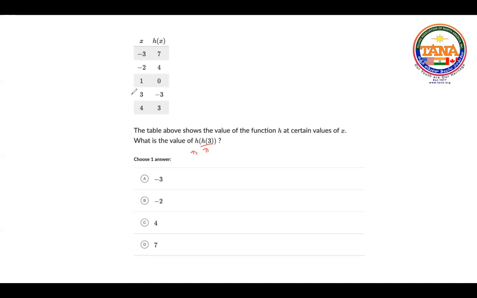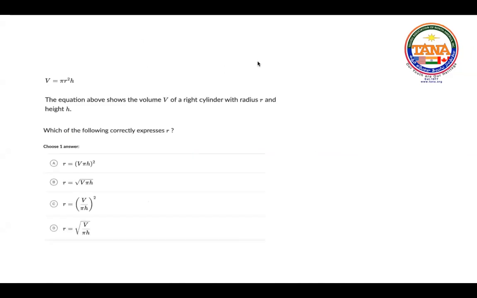So h of 3 is -3. So you're left with h of -3 because that's what h of 3 is. And then h of -3 is 7. And therefore our answer is 7, which is D. Does anyone have any questions about that? No? All right. I'll give you guys a minute to do this one.